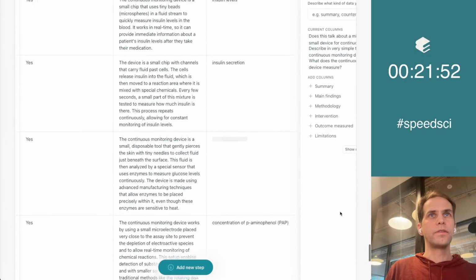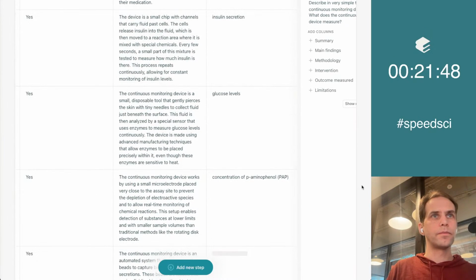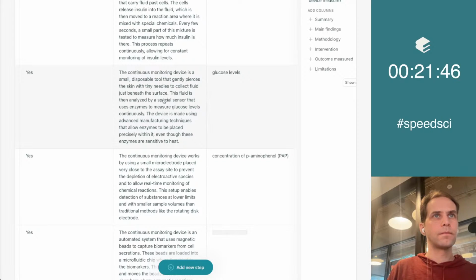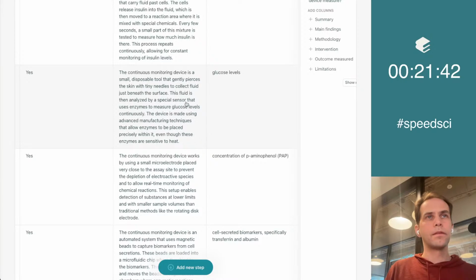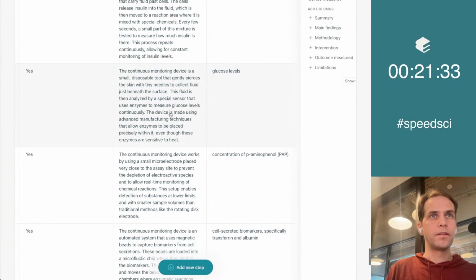I assume most of these are going to be insulin, glucose. I think generally the idea is a tool that pierces the skin and that then either reacts with or collects a fluid right beneath the skin surface. Enzymes.